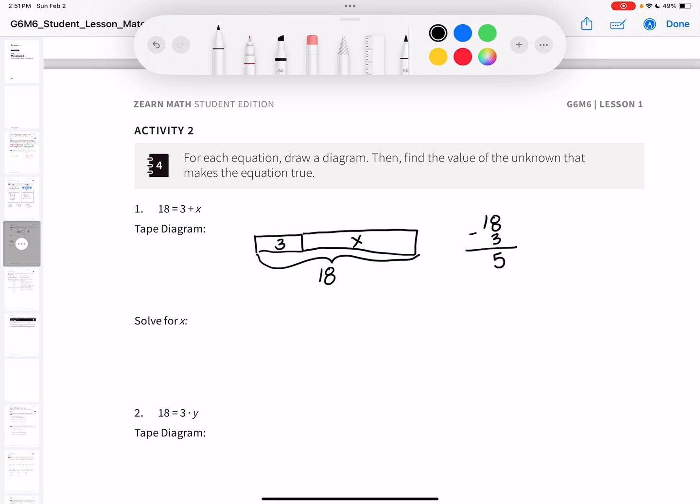That's 5, and that's 1. So that equals 15. So 15 is x. And how do we know? Because 15 plus 3 equals 18. So solve for x. x equals 15.